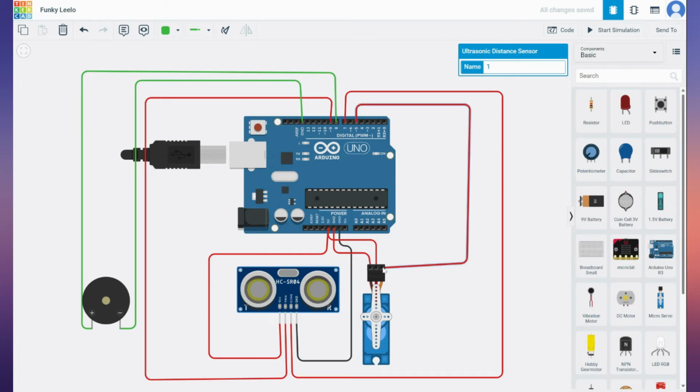In the servo motor, the signal pin will be connected at the digital pin numbers, the power pin will be connected at 5 voltage, and the ground pin will be connected at GND. For the buzzer, the negative side will be connected at GND while the positive side will be connected at one of the digital pin numbers.